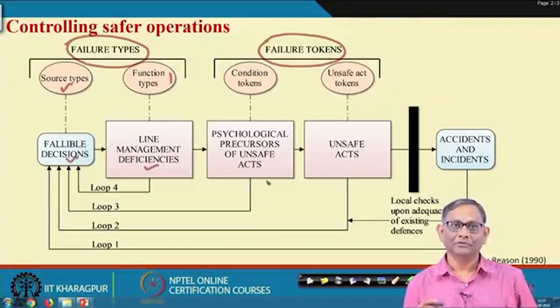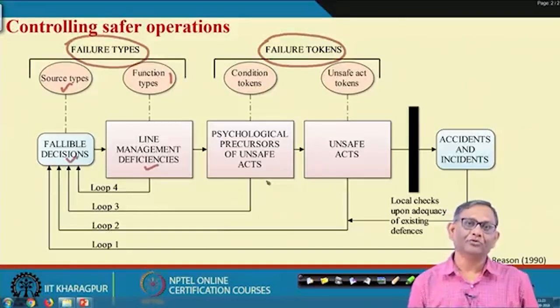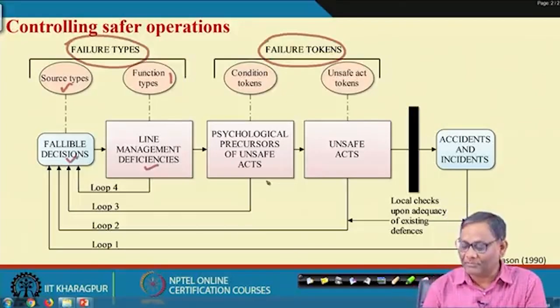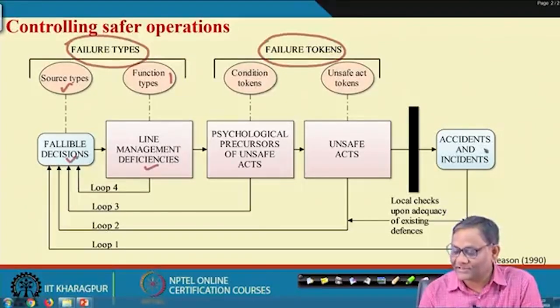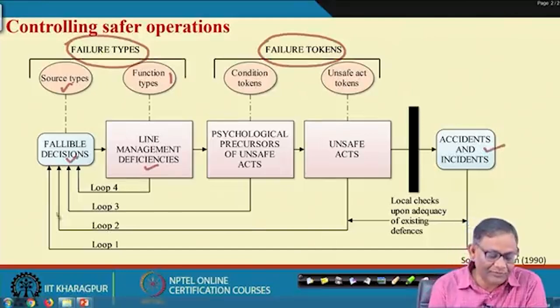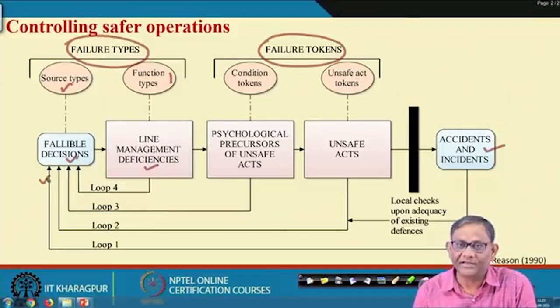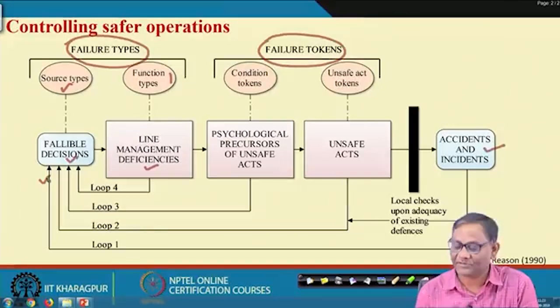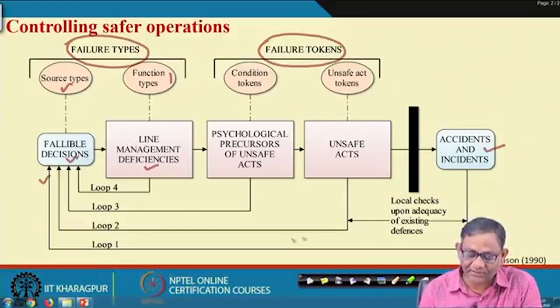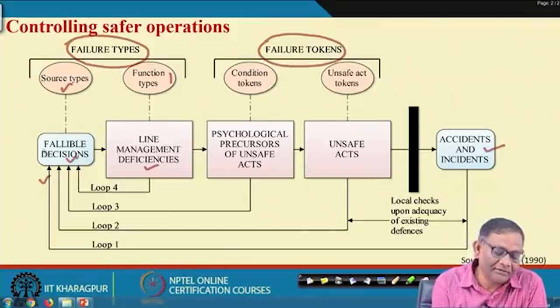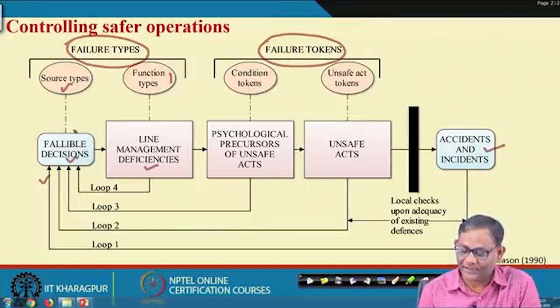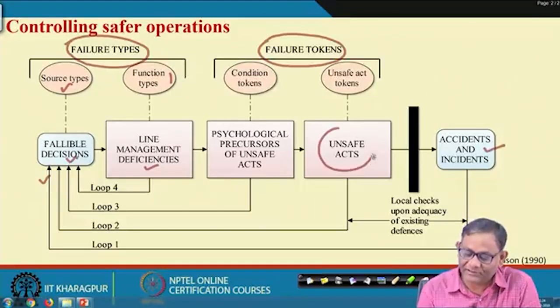If you want to control all those deficiencies, or you want to remove errors or recover from errors, you require feedback from across all levels. First feedback will come once an accident takes place. That accident will give you feedback to the decision maker. If you analyze accidents, there is a one week lecture on accident investigation and analysis. There I will show you that if you analyze the accident, you will find many reasons for the accident, and those reasons may be a great input to the decision makers.